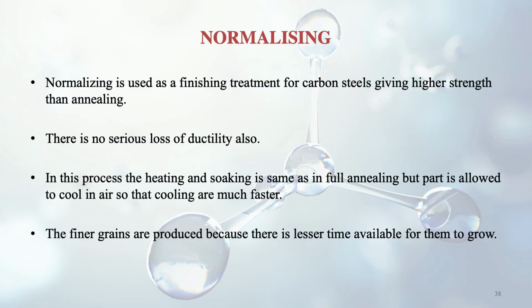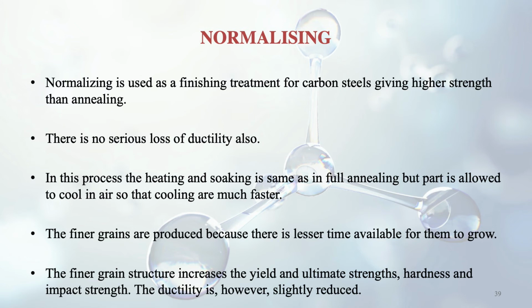So you can see the difference between annealing and normalizing here: in full annealing, we were heating up to the upper critical temperature of 900 degrees centigrade. But in the case of normalizing, what is happening? We are heating as in the case of full annealing, but the cooling is different. Here the cooling is taking place in air, whereas earlier the cooling was taking place in the furnace. So finer grains are produced in this process because there is less time available for them to grow.